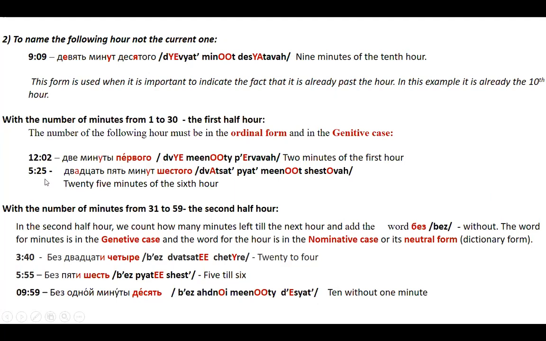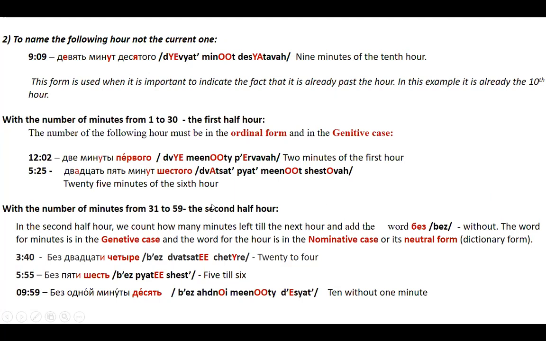Another example is 5:25, or 25 minutes of the 6th hour. 25 минут шестого. 25 минут шестого. 25 minutes of the 6th hour. So this works if we take minutes from 1 to 30, the first half an hour.